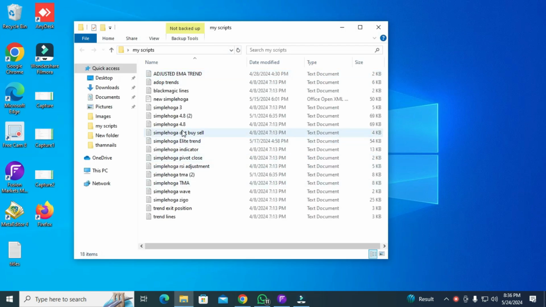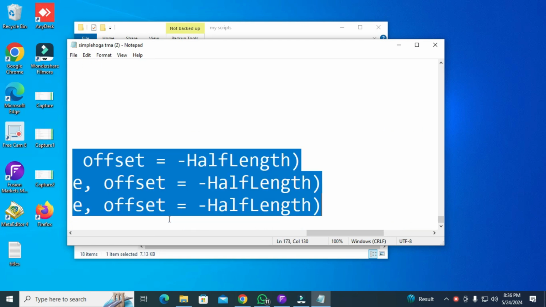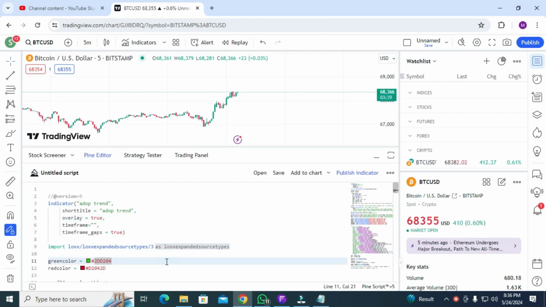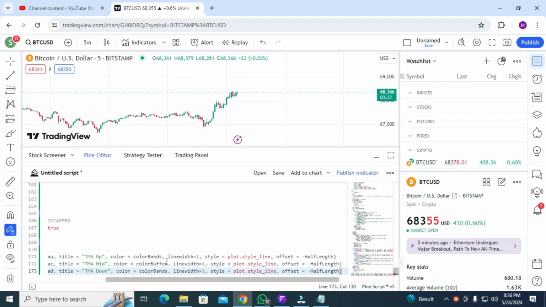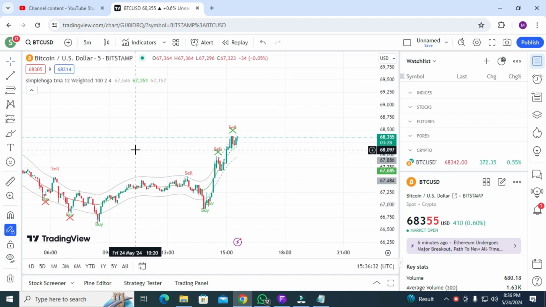You need to add the simple Hoga TMA, okay, and then Ctrl+A, Ctrl+C, and then go to the Pine editor, click on Pine editor and press Ctrl+A, Ctrl+V, and then just click on add to chart. After clicking on add to chart, the indicator will look like this, and it's awesome.